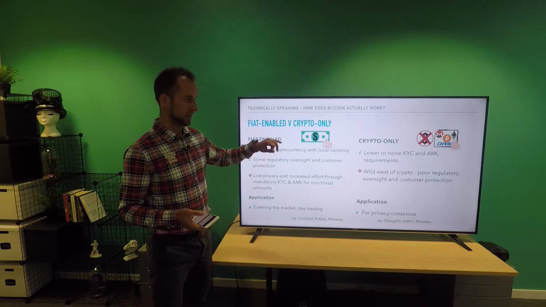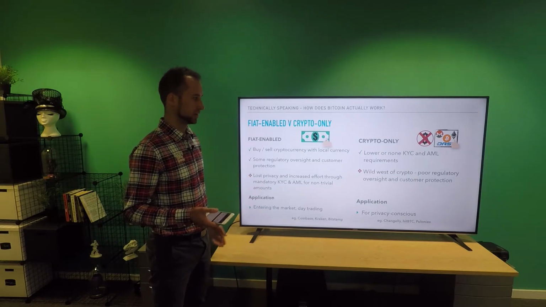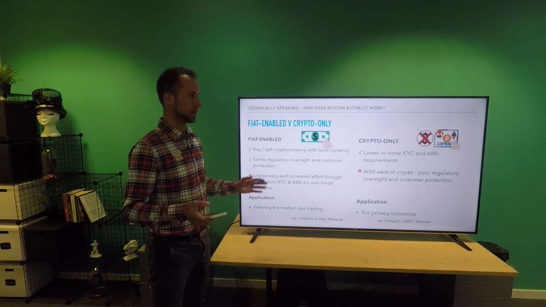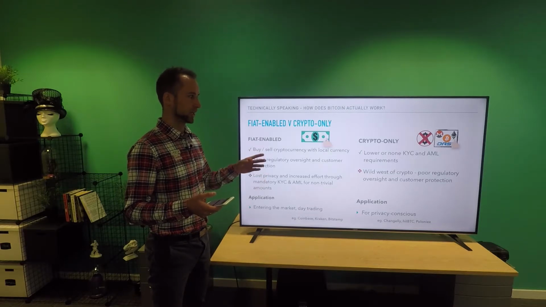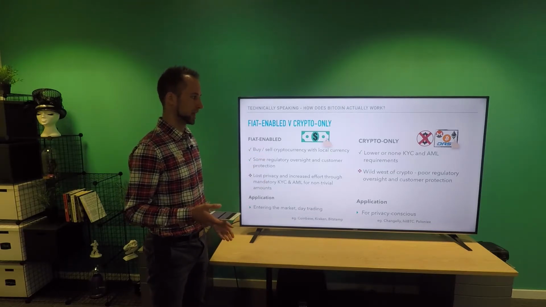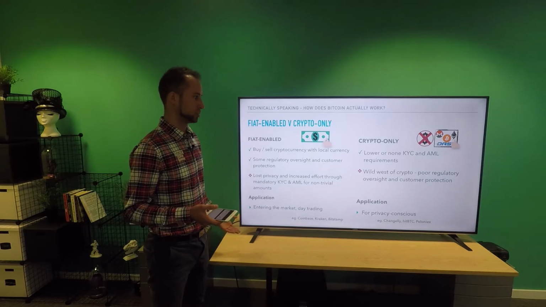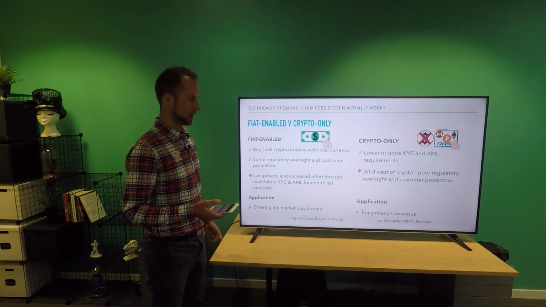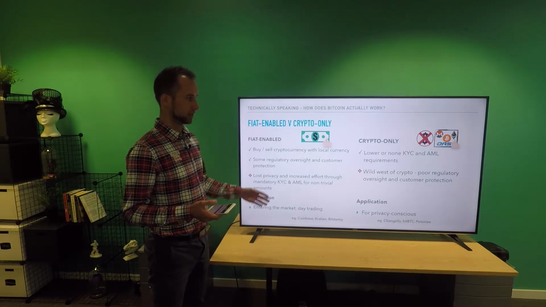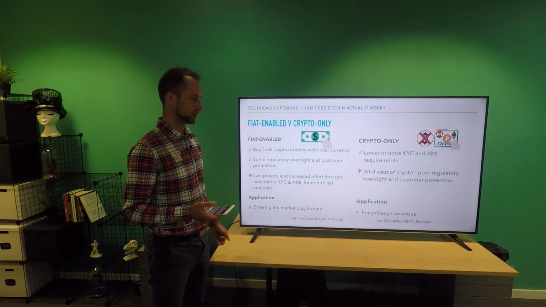Crypto-only exchanges have lower or no KYC or AML, so that's gained privacy, for most of them, or still a lot of them, although with the regulation clamping down on such exchanges, more and more crypto-only exchanges also want to comply with KYC and AML. For example, Shapeshift used to be completely private, and these days you have to comply with KYC and AML if you want to trade more significant amounts through Shapeshift. And lots of them are still the wild west of crypto, so poor regulatory oversight and customer protection.